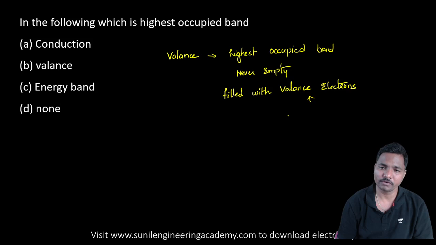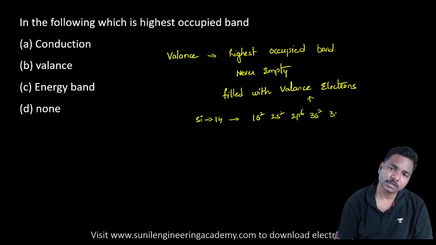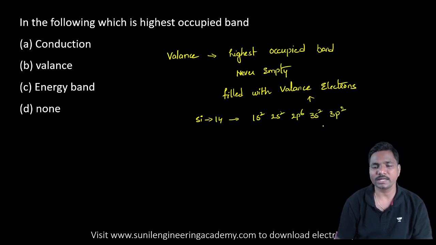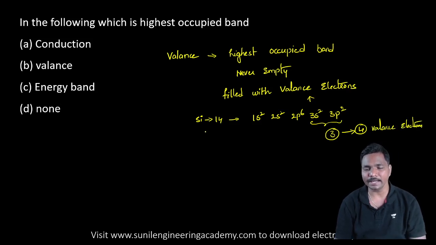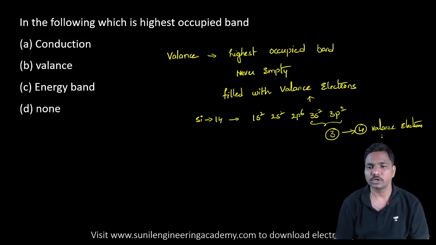For example, if you take silicon, the atomic number is 14. So 1s2, 2s2, 2p6, 3s2 and 3p2. Here, what is the outermost orbit? The outermost orbit is the third orbit. In this third orbit, how many electrons are there? 2 plus 2, 4 valence electrons are there. So for any element, the outermost orbit always has some electrons, so it is never empty.